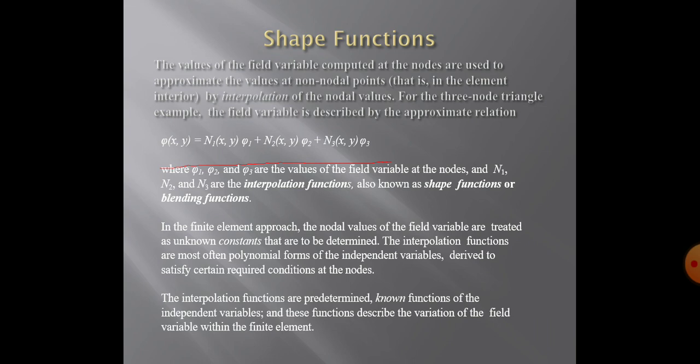Next, the property of shape function. The sum of the shape functions is always unity, and the next property, it is 1 at the node.